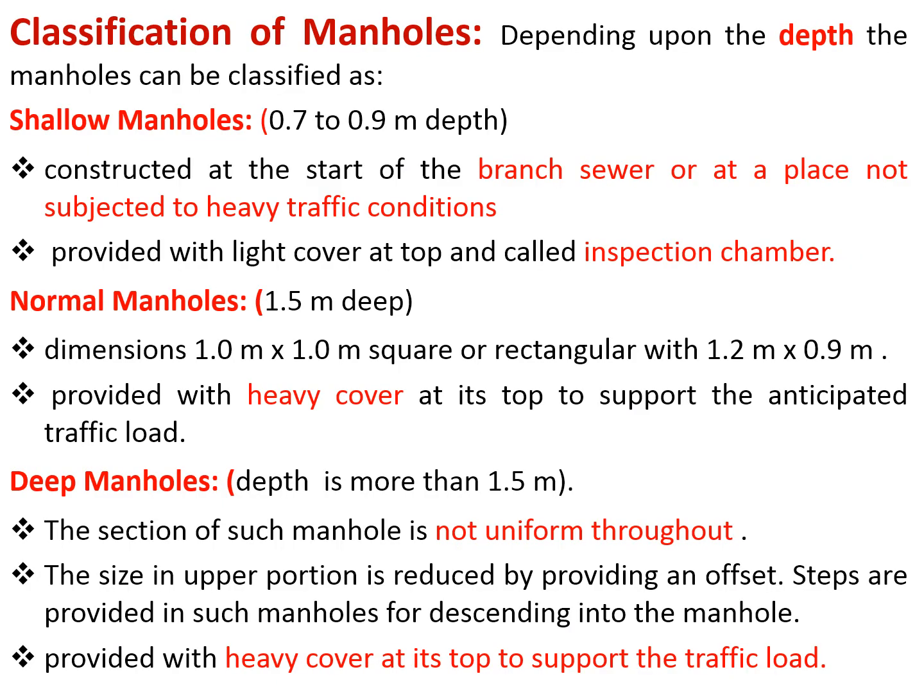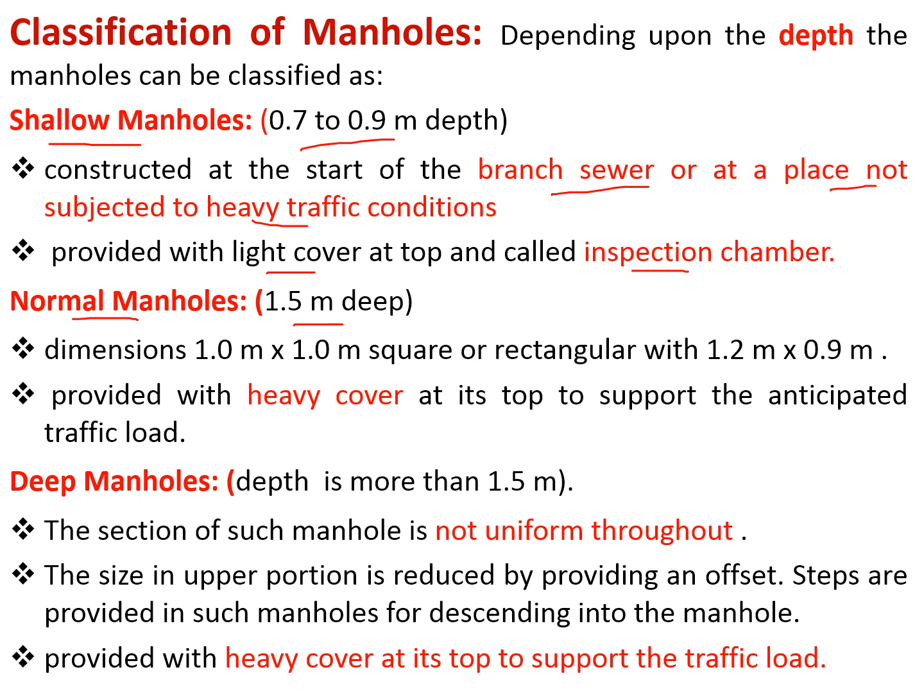So here there are 3 ways in which we can classify our manholes. That all depends upon its depth. So basically there are 3 types. One is shallow manhole. Shallow manhole depth is less, that is 0.7 to 0.9 meter. It is generally constructed at the start of the branch sewer or at a place not subjected to heavy traffic condition, and it is generally provided with light cover, and its top is called the inspection chamber.